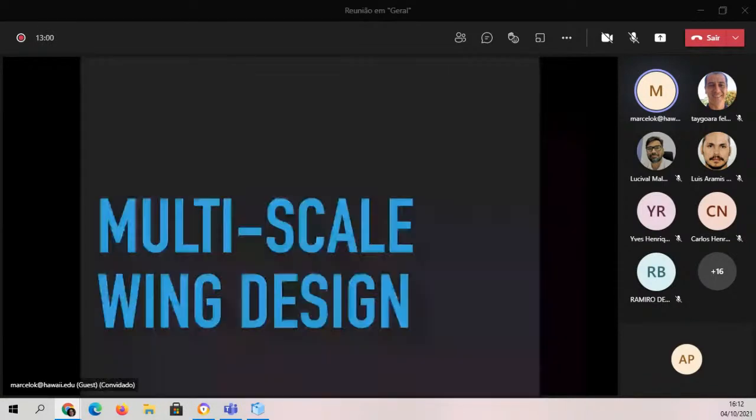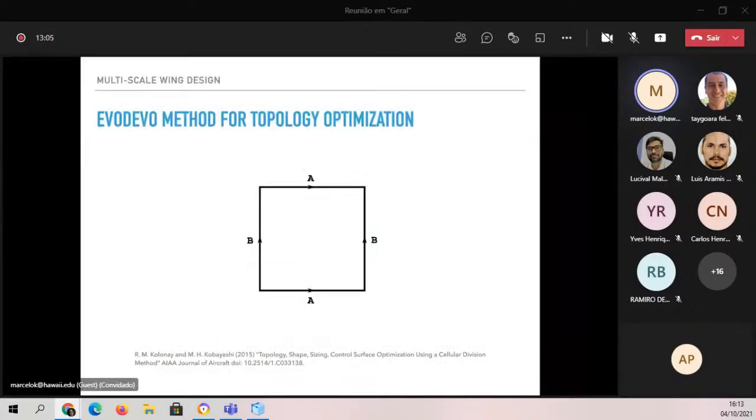Okay, so let's start then with the multi-scale wing design, and I'm going to be brief here at this point because my focus is going to be the two-point topological derivative. But this is a method that I have been developing in collaboration with the Air Force for many years, and is based on the evolutionary developmental methods in biology. And I'm just going to go briefly here, and you have a reference here at the bottom of a paper that, if you are interested, you can see more details.